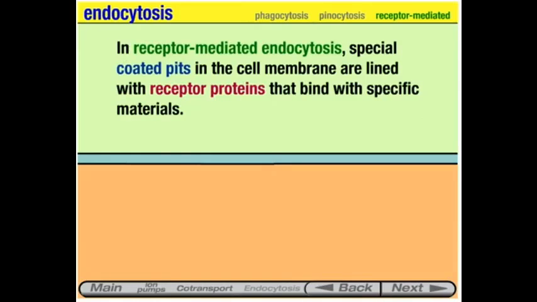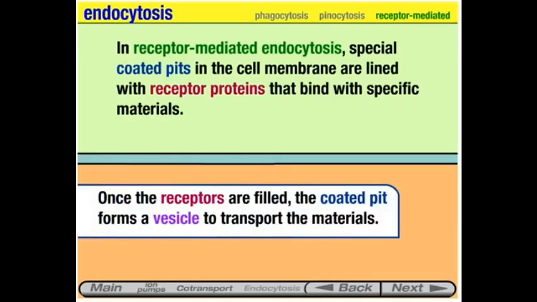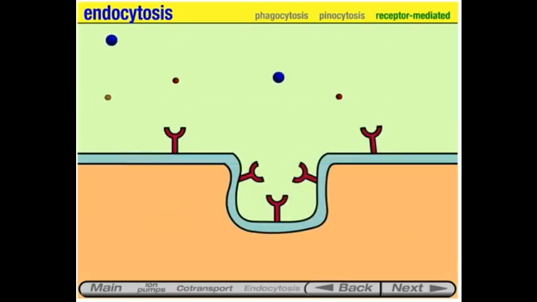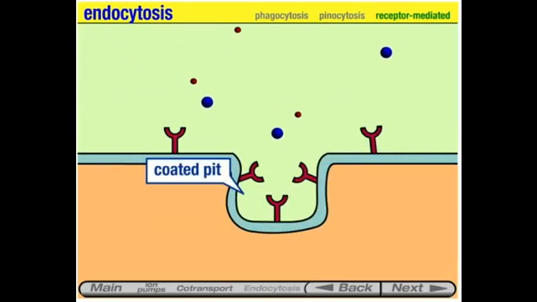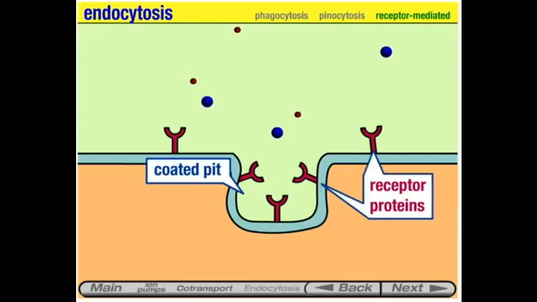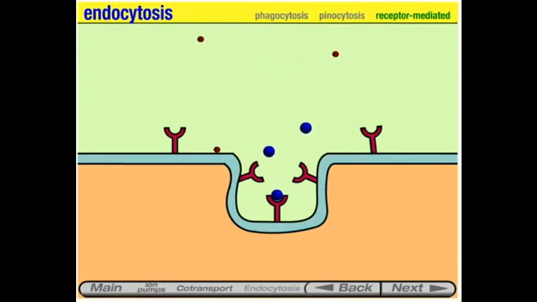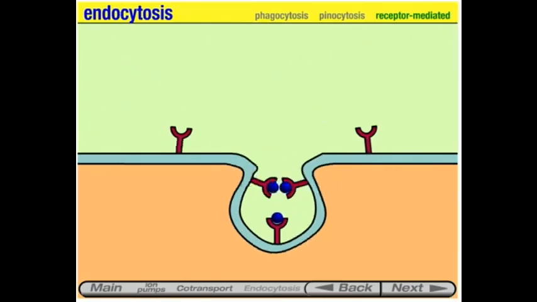Receptor-mediated endocytosis is a process that recognizes and targets a specific substrate through the help of integral membrane proteins on the cell membrane surface. It uses special protein pits in the cell membrane that are lined with receptor proteins that bind with specific materials.